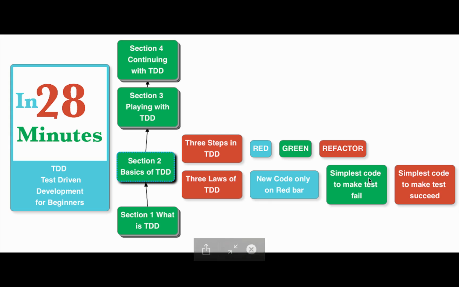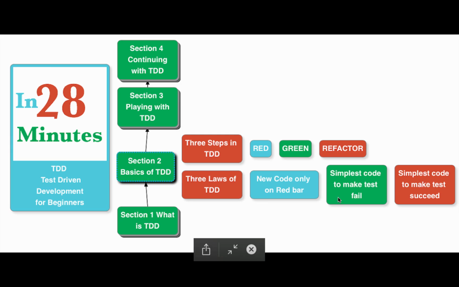The next law is write the simplest test that makes the code fail. I have some working code. I'm now thinking of the next condition to write. You're not supposed to write 5 or 6 different failing conditions. The way you need to approach it is write the next simplest condition that will make the code fail. The third law is write the simplest possible code to make the failing test succeed.